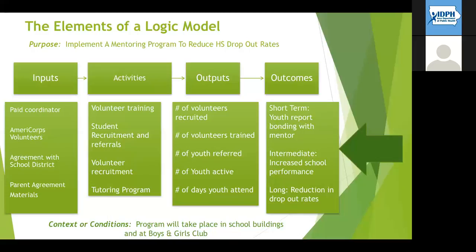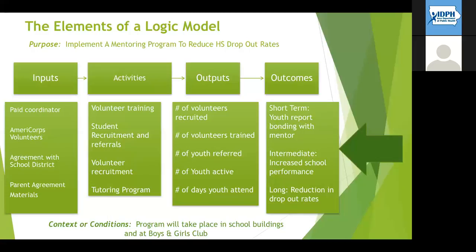Looking at what it is that we can do in the short term so that we can impact that short-term benchmark. So that's really important. But if we do have successful youth reporting bonding with their mentors in the short term, and they're feeling valued and they're getting their homework done and there's less stress at home at night because there's no fighting over homework, do you think that in the intermediate we'll see increased school performance?